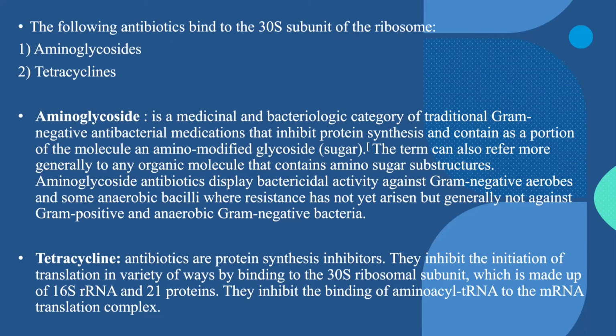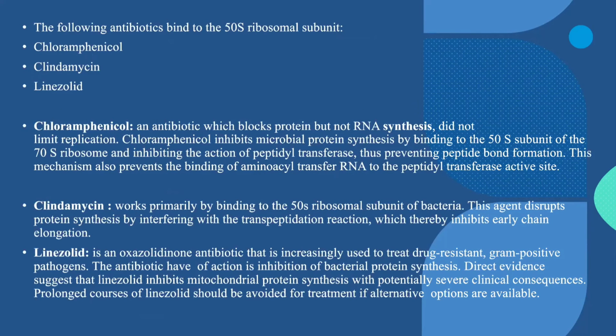We know the 30S subunit has a major role to play in protein synthesis compared with the 50S subunit. The mRNA strand is coming and attaching to the smaller subunit, that is the 30S subunit. And tetracycline also inhibits the binding of amino acyl tRNA to the mRNA translation complex. Next are the antibiotics which bind to the 50S ribosomal subunit, that is chloramphenicol, clindamycin, and linezolid.